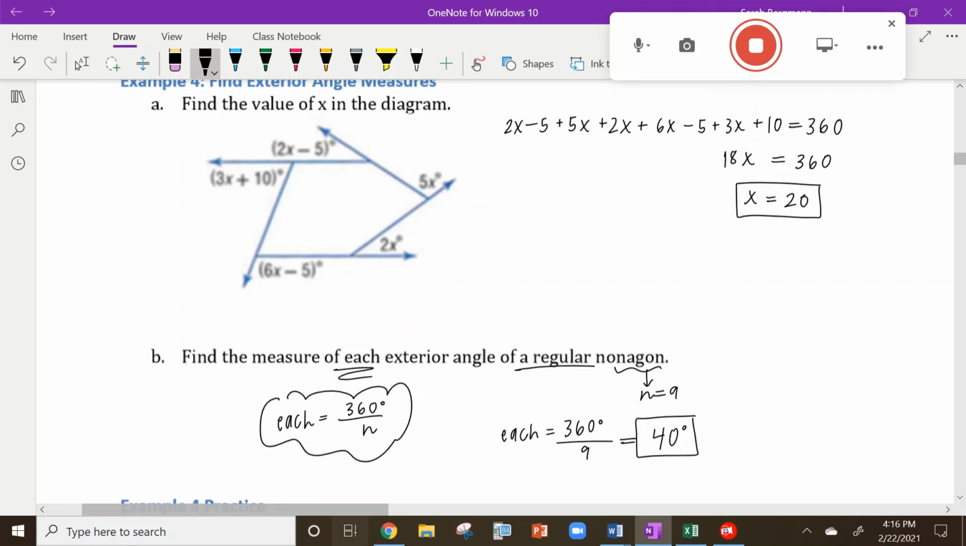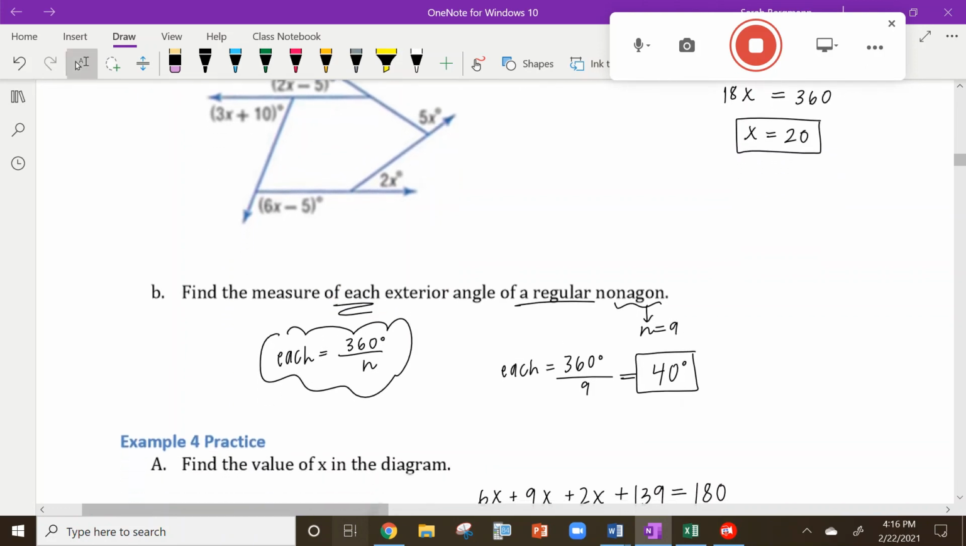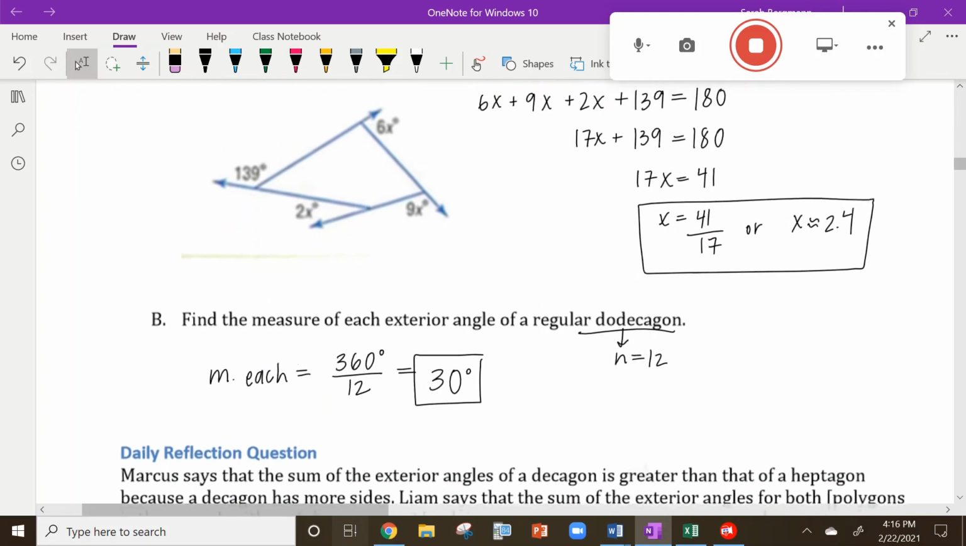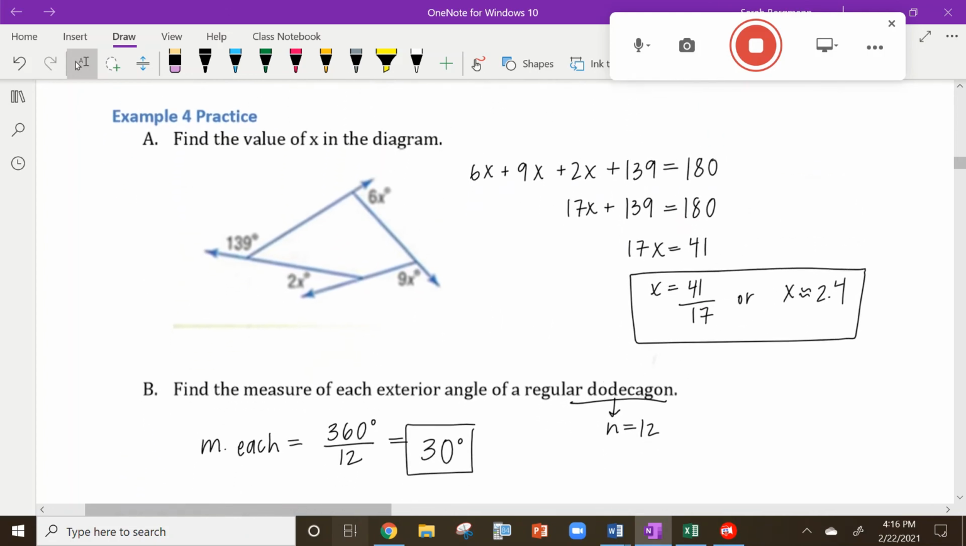It's really important that you pay attention whether they're asking you for each angle or the sum of the angles, and also whether they're asking you for interior or exterior angles. All right, try this one below. Here are the correct answers.